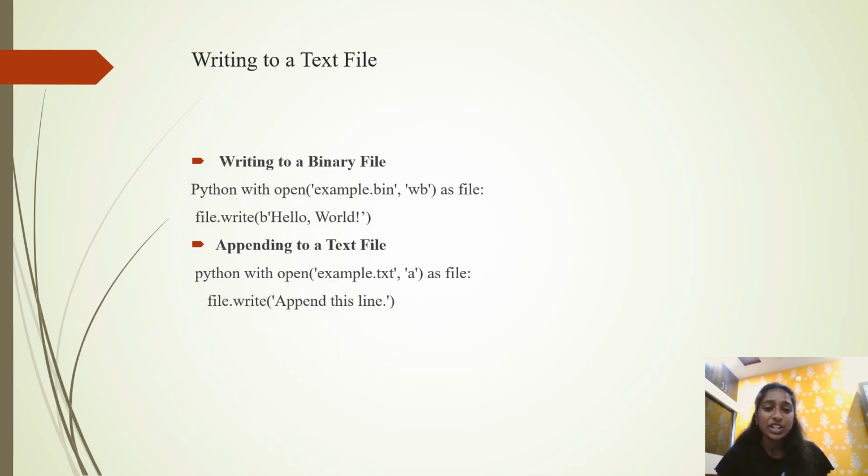Next, we'll see the writing of a text file. There are two types of writing: writing to a binary file and appending to a text file. First, writing to a binary file: with open('example.bin', 'wb') as file, file.write(b'Hello world'). Next, appending to a text file: with open('example.txt', 'a') as file, file.write('Append this line').